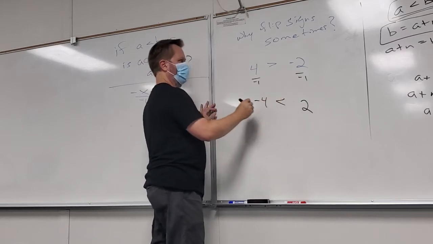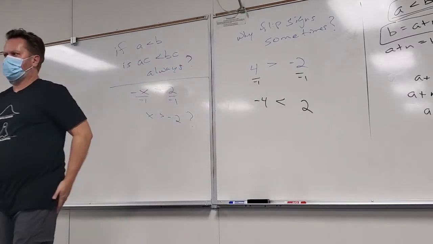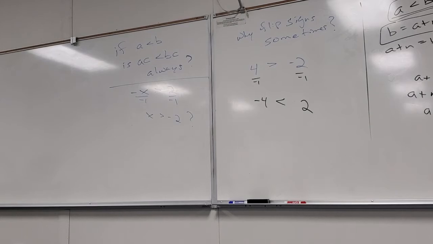Wait, why are we dividing by -1? Can it be any number? Could be anything. Any negative number? Yeah, what's the point I'm trying to make? If you divide or multiply by a negative number, the inequality has to switch. Yeah, the inequality switches, and do you see which number is bigger?